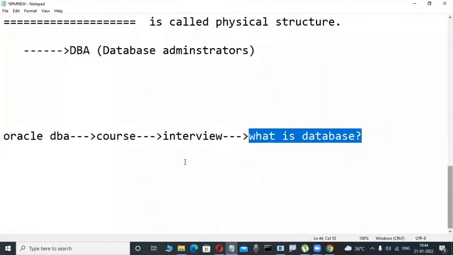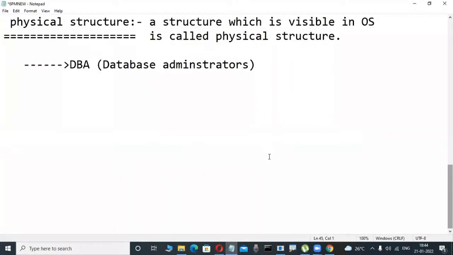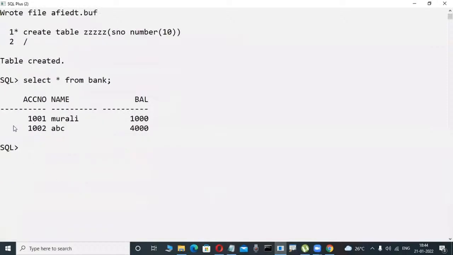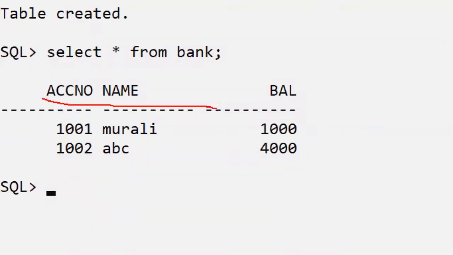Suppose I'm a developer, not an administrator, for example. Now I'm a Java developer, a SQL developer, a PLSQL developer, a Python developer, like that. These developers are attending an interview. What is a database? For example, they are not asking, but generally, what is a database? The developers tell it in terms of logical structure. What they say is, it is a place where we can store a structured collection of data.